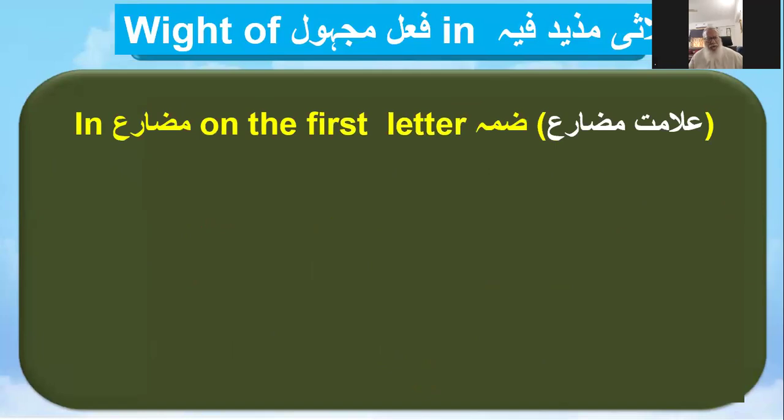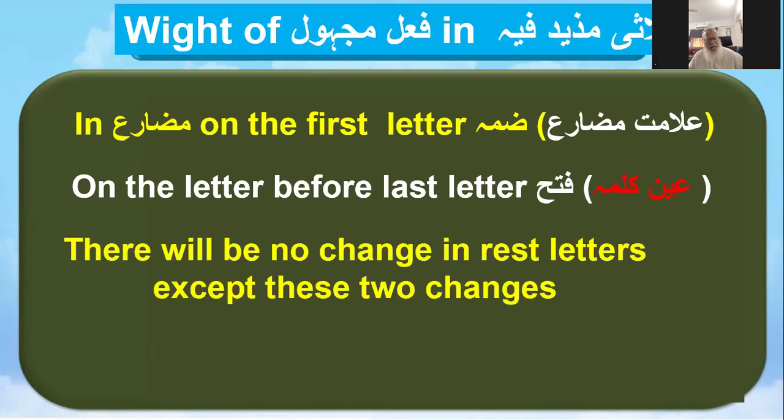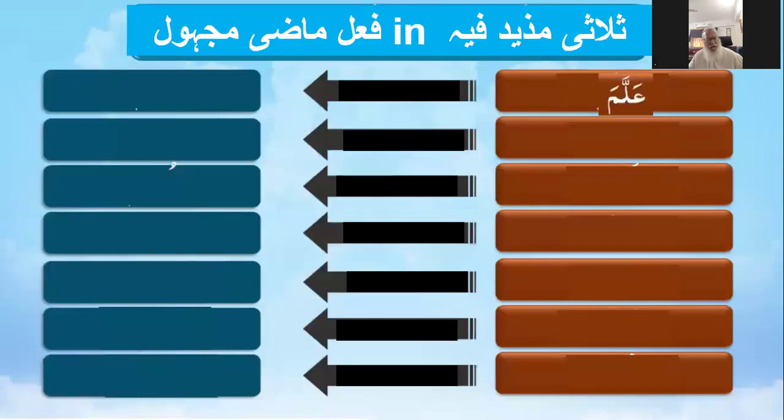In mudari, what is the rule for the majhul? On the first letter will be dhamma, and the first letter in this case will be the sign of mudari. The letter before the last letter, which is actually the ain kalima, the second position, will have a fatha. There will be no change in the rest of the letters except these two changes.